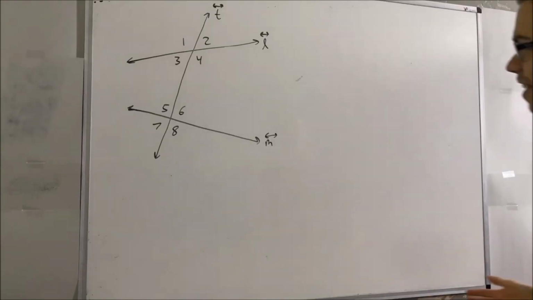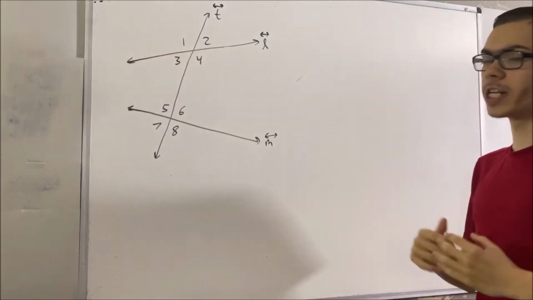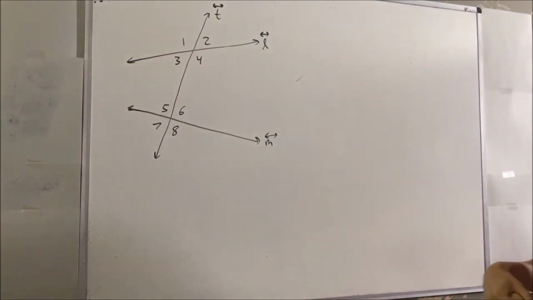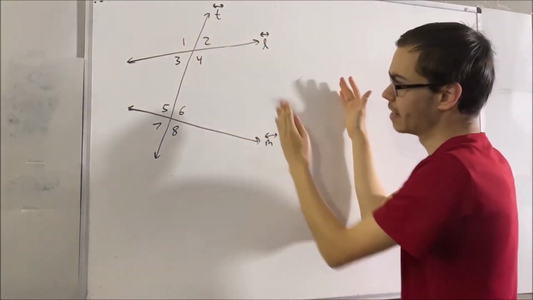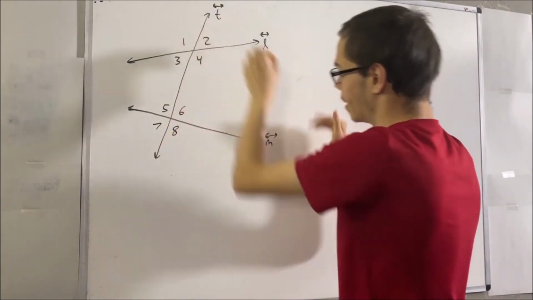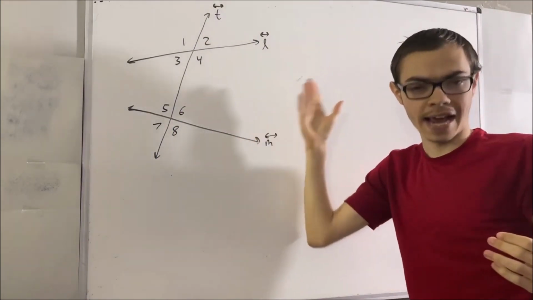All right, so in this video, we're going to talk about corresponding angles, alternate interior angles, and alternate exterior angles. Now, in the setup, we have two lines that are intersected by the same line. We call this line a transversal, and what you can notice here is that we have a total of 8 angles.